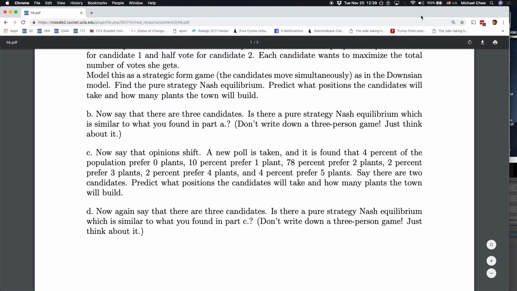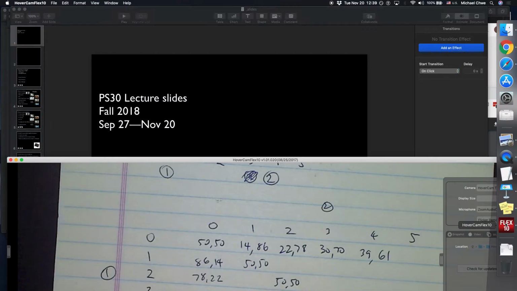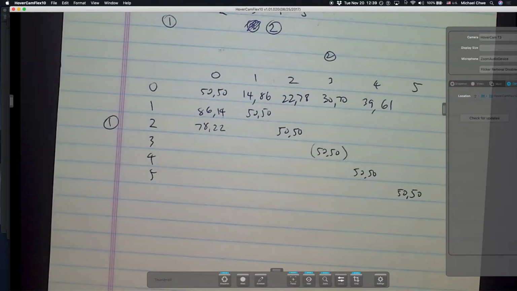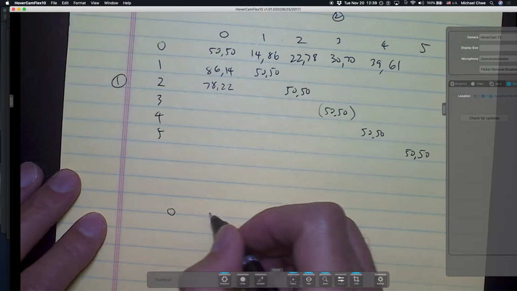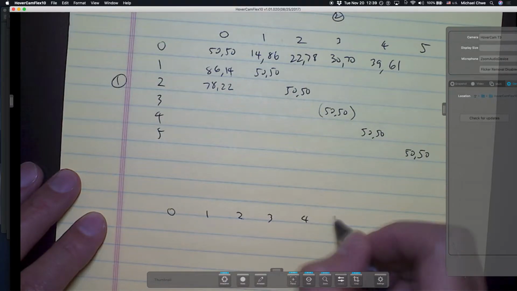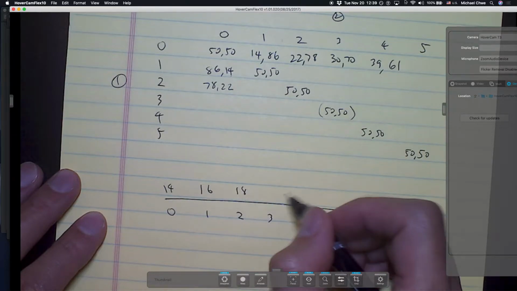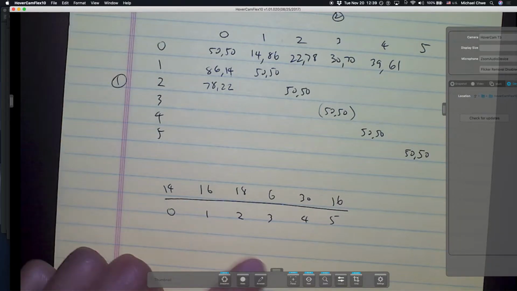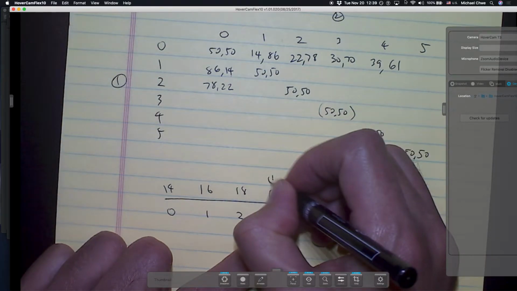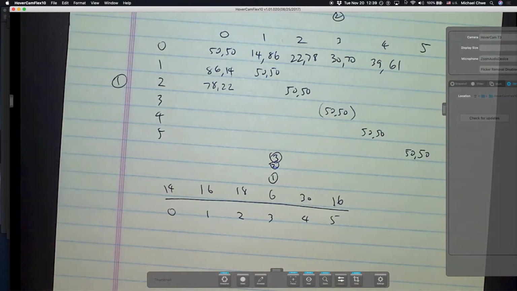Okay, all right, so let's think about it. We'll just make the little graph again. 0, 1, 2, 15, 16, 6, 30, 16. Okay, so is it going to be a Nash equilibrium where all 3 candidates are at 3? Okay, let's think about that. Everyone's shaking their head.